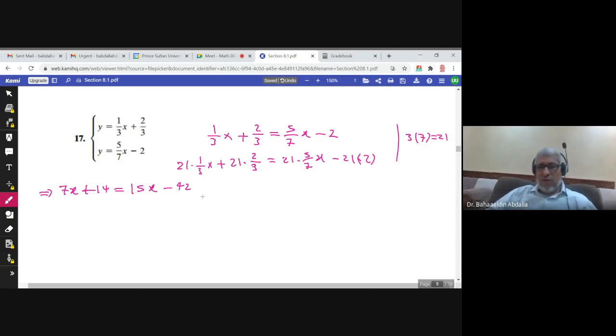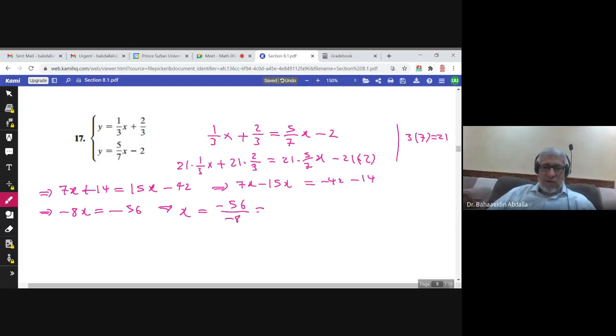So now all the denominators disappeared, and you can take x to the other side. So 7x minus 15x equals negative 42 minus 14. You can take also 14 to the right-hand side. So negative 8x is equal to negative 42 plus 14, and that's negative 56. Now you can solve this equation for x. So it would be negative 56 over negative 8, and that is 7.